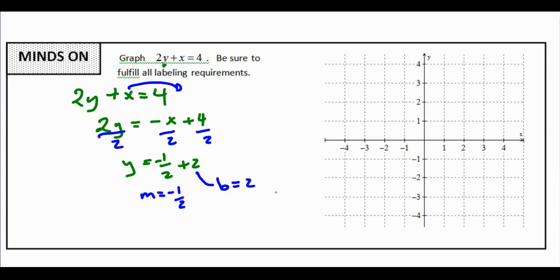So when we bring this to graph, we find b at 2, and then we want to rise a negative 1 actually, and then over 2. So our second point goes down here.